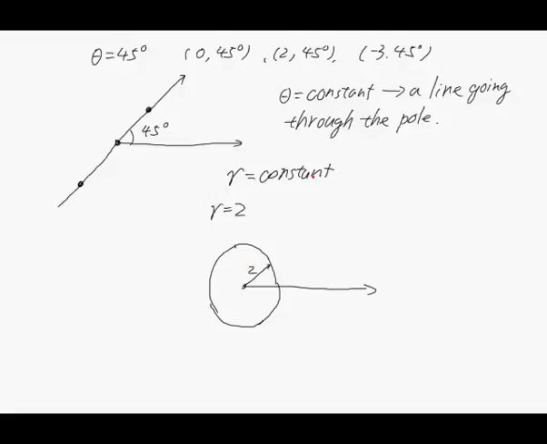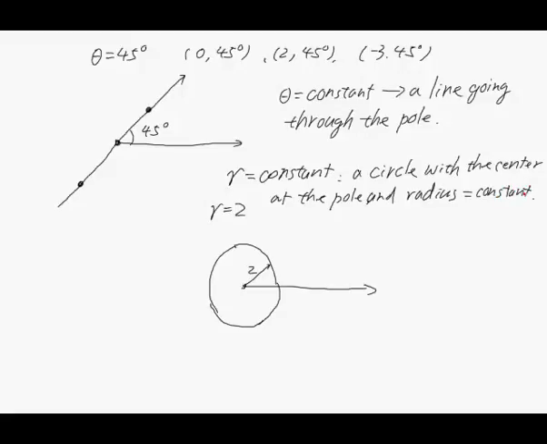So r equal to constant, this is just a circle with the center at the pole and the radius equal to this constant. Then done.